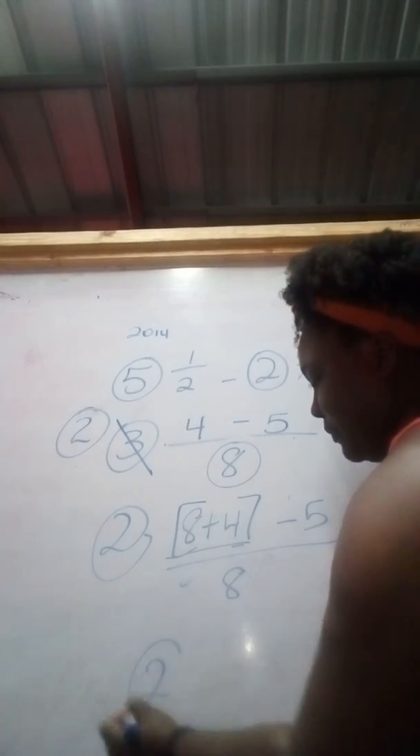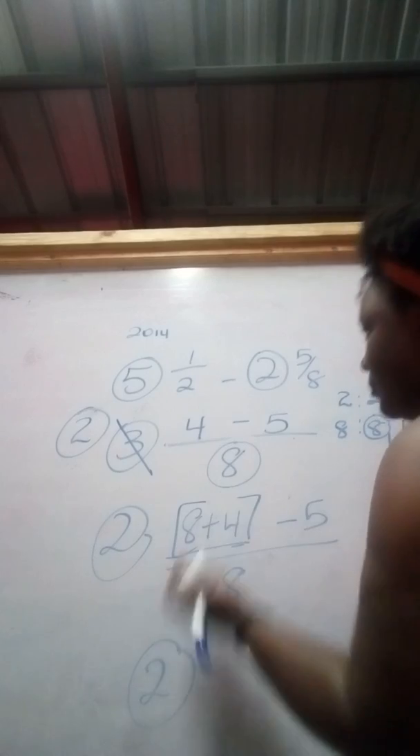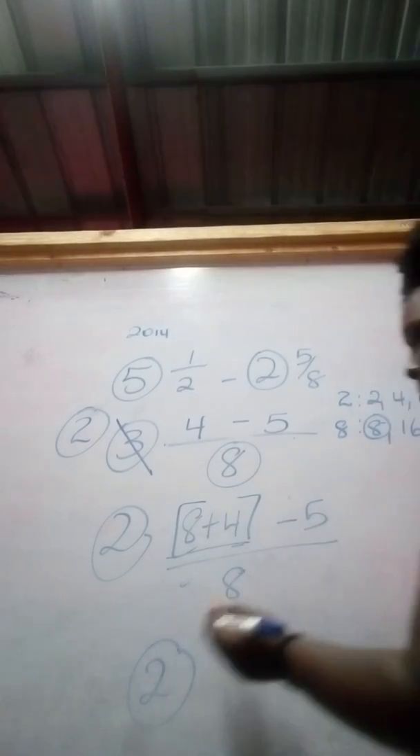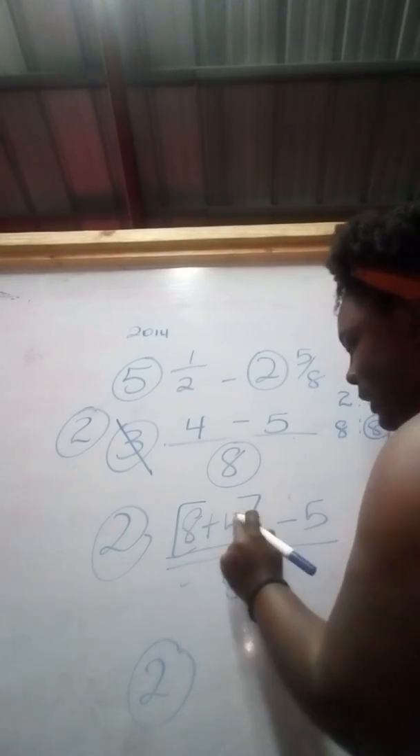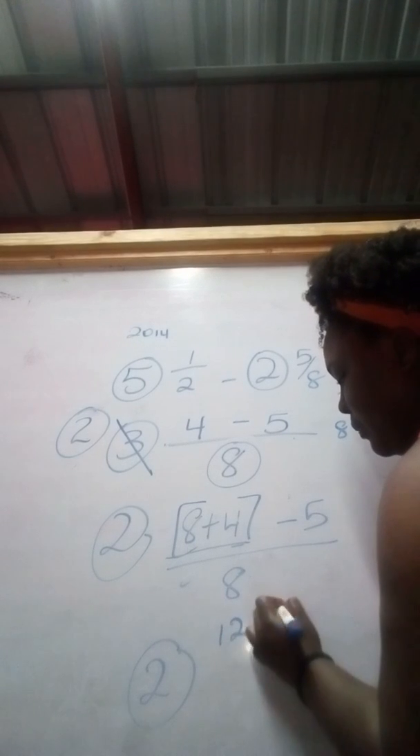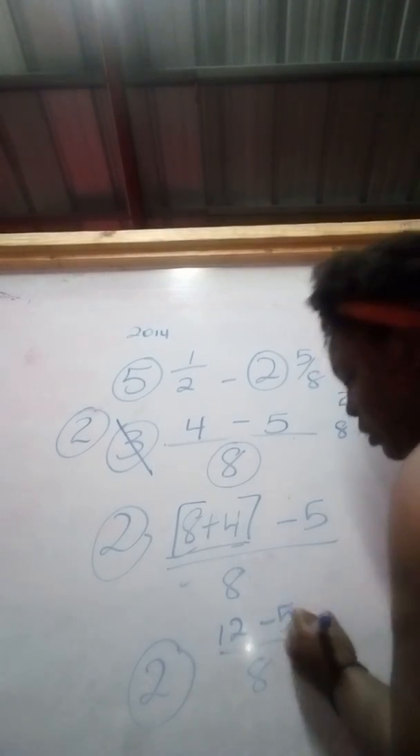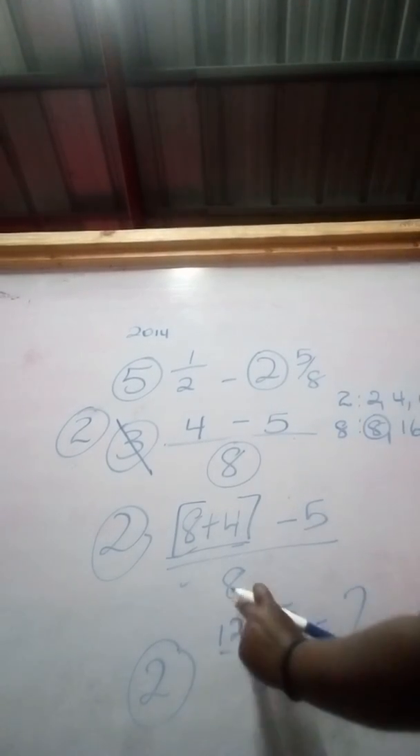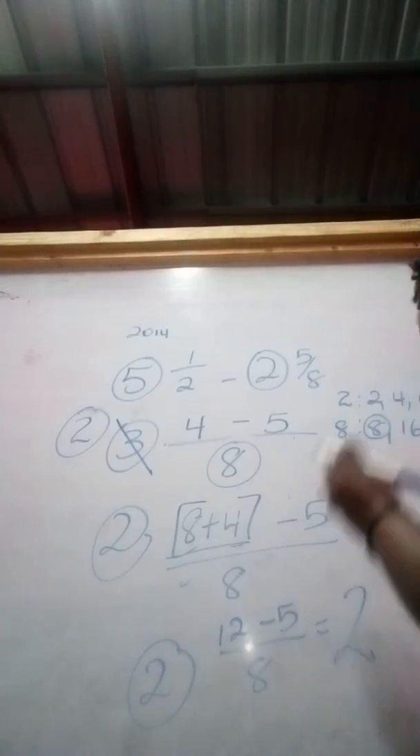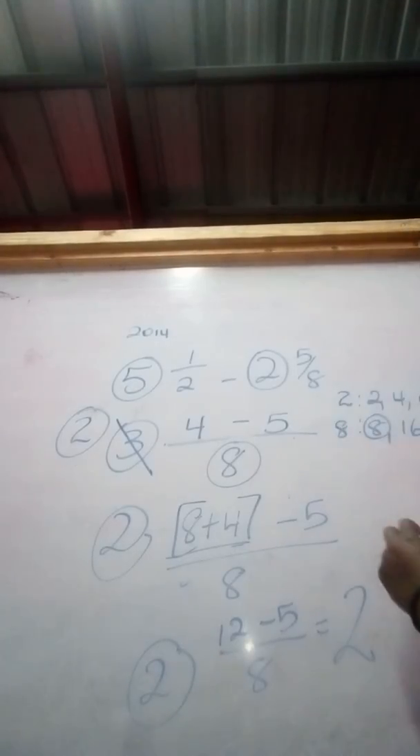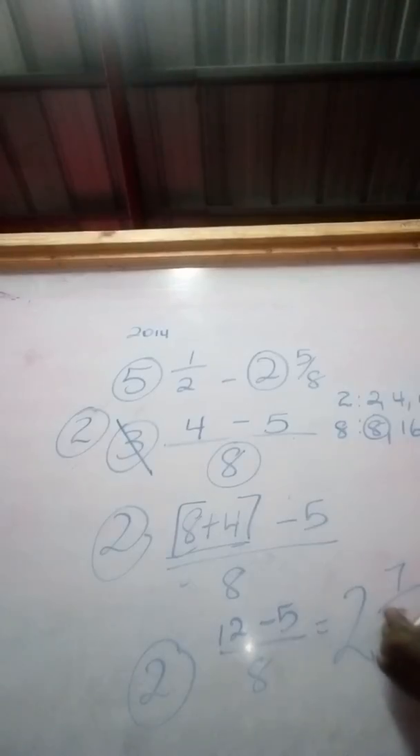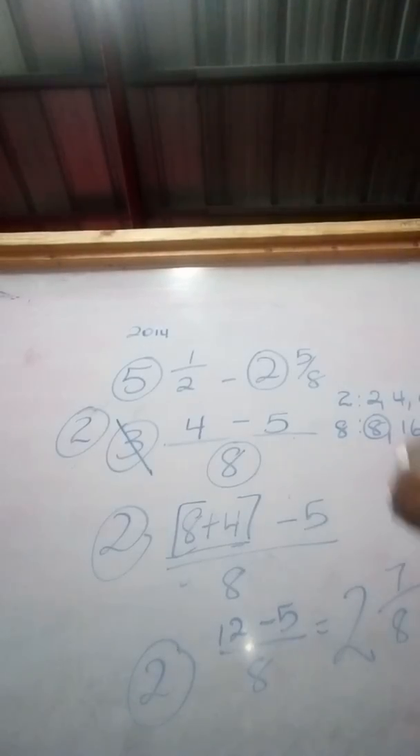So now let's simplify the sum. So now we have 8 plus 4, which will give us 12, take away 5. So now we have 2 wholes, and now we have a big number here. 12, you can take 5 from 12. So when you take 5 from 12, you're left with 7 over 8. So the answer is 2 and 7 over 8.